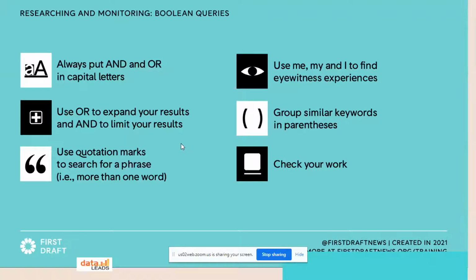Use me, my, and I to find eyewitness experiences. Say for example, when the vaccination process started, there were a lot of people who were telling about their own experiences. So if you really want to have those eyewitness experiences, then use me, my, I to find them. Group similar keywords in parentheses the way we had discussed.